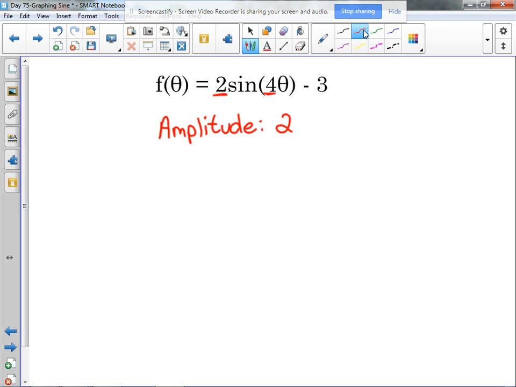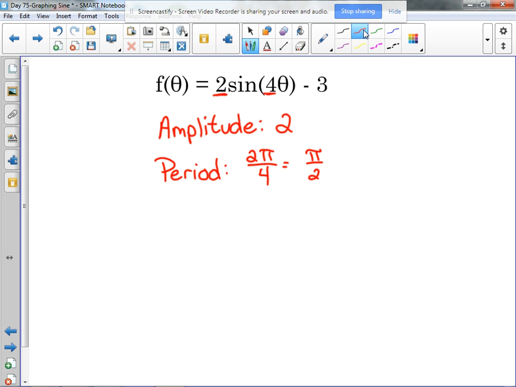What does the 4 affect? The period. It's 2 pi over 4, which simplifies to pi over 2. So this one has shrunk. Typically we're between 0 and 2 pi, but now this one completes an entire cycle between 0 and pi over 2. When numbers are with the variable, it's the opposite of what we would expect. We multiply by 4, we're expecting things to get bigger, right? But actually it gets smaller. Any horizontal change is always the opposite of what you expect it to be.